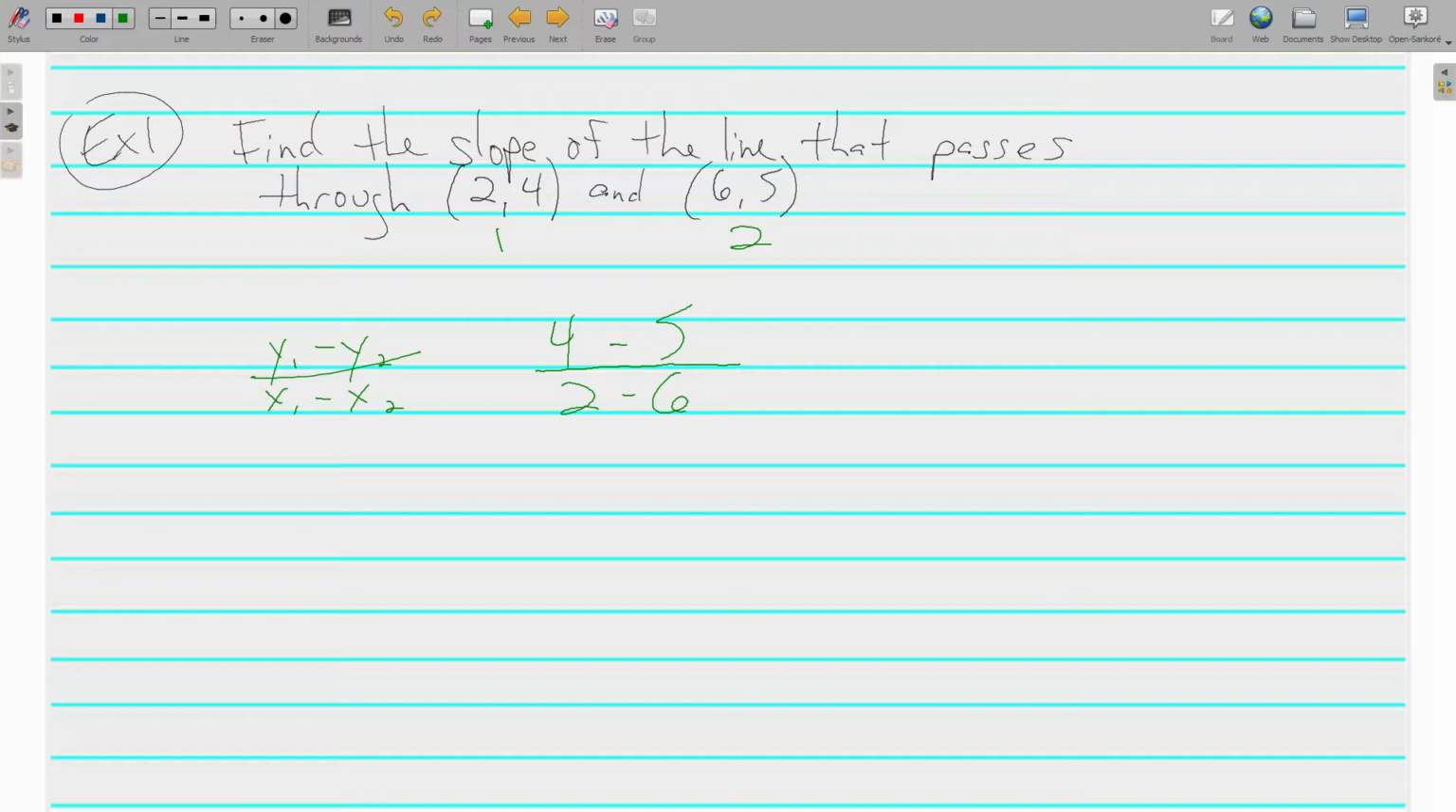So we have 4 minus 5 is equal to -1, and 2 minus 6 is equal to -4. And we're going to simplify. Negative divided by negative is positive 1/4. So my slope is 1/4. If we were messing with a graph, we would know that from point to point it would go up 1 and then over 4, heading in a positive direction. But that's how you figure slope when you know 2 points.